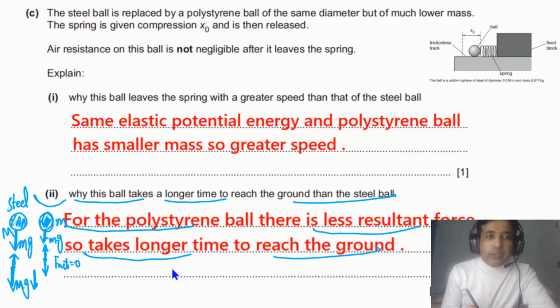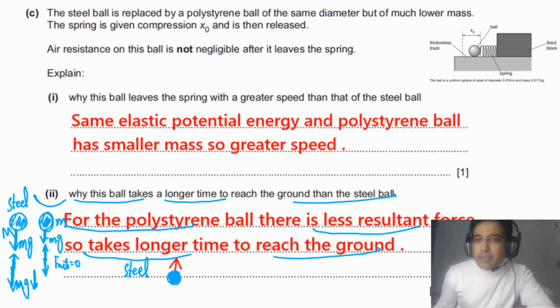So let's try to understand this one in a bit more proper way, if you want to draw a proper free body diagram. Let's say for the steel ball, after a certain period of time, we have air resistance acting on this. Let's say this is representing air resistance, and the force acting downwards is the weight of this. So this is the weight of the steel ball.